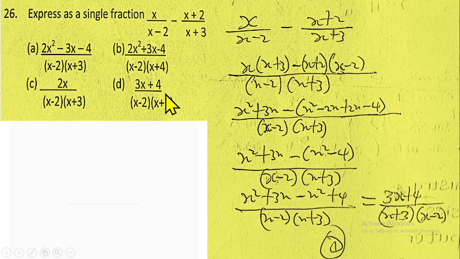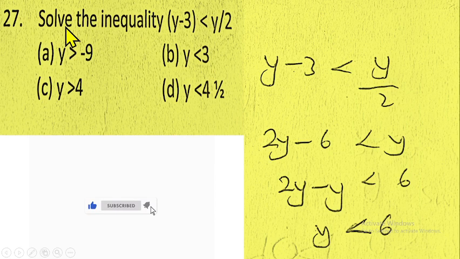Question number 27 is also on inequalities. We are to solve the inequality y minus 3 less than y divided by 2, that is, y minus 3 less than y over 2. So you can multiply both sides by 2 to clear this fraction. That will give us 2y minus 6 less than y. Collect like terms: you have 2y minus y, then this 6 goes here, less than 6. 2y minus y gives us y less than 6. So none of the options here is correct as well.